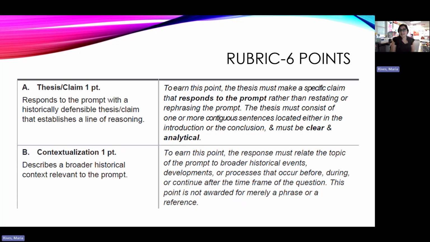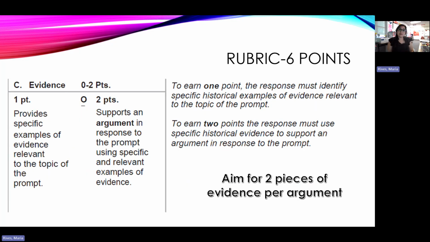The LEQ is worth 6 points, not 7. You get a thesis point, just like the DBQ, responding to the prompt with a historically defensible claim that establishes a line of reasoning. You get a point for contextualization, just like with the DBQ. You've set the scene by providing the background info. Then you get a point for listing evidence. If you give examples of evidence relevant to the prompt topic, you get a point, and you want to aim for 4 total in your essay.